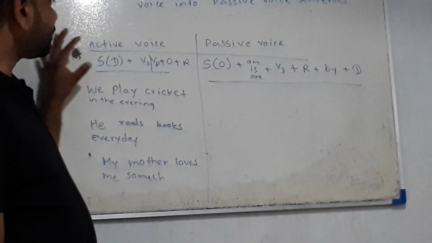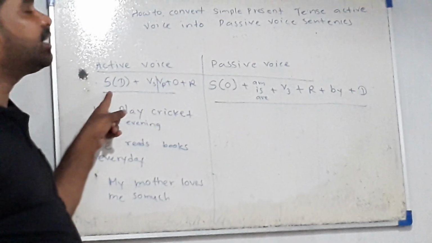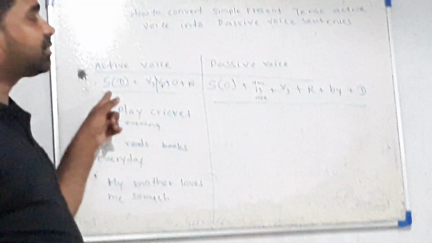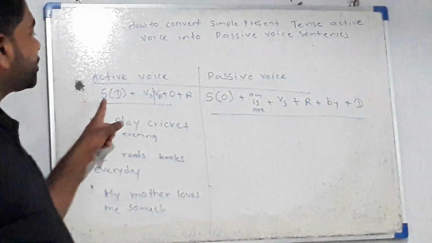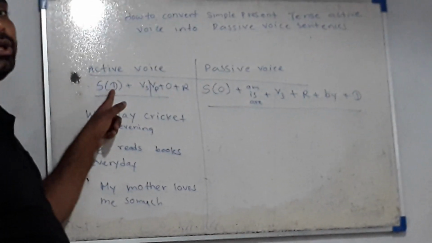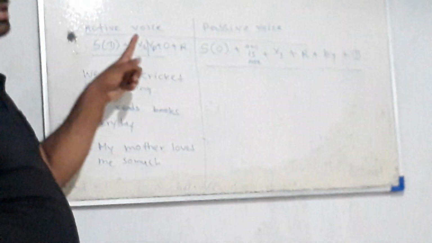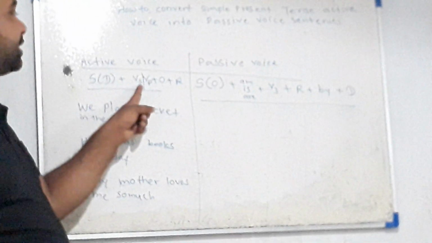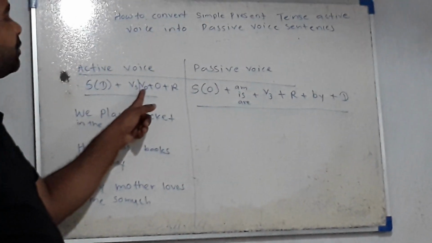So if you look at this board, to write an active voice simple present tense sentence, this is the equation I teach you to remember. First, there should be a subject. S means subject. Here the subject becomes the doer, the person who is doing the verb. And here I use VS and VP. So VS means singular verb, VP means plural verb.